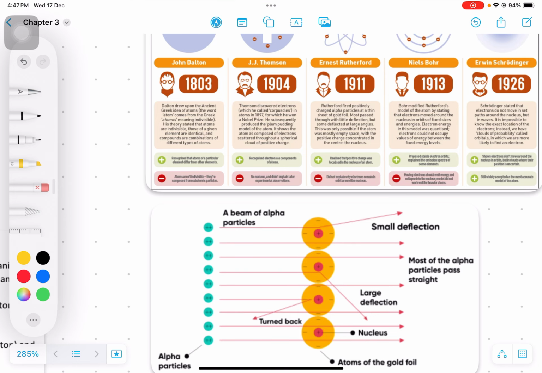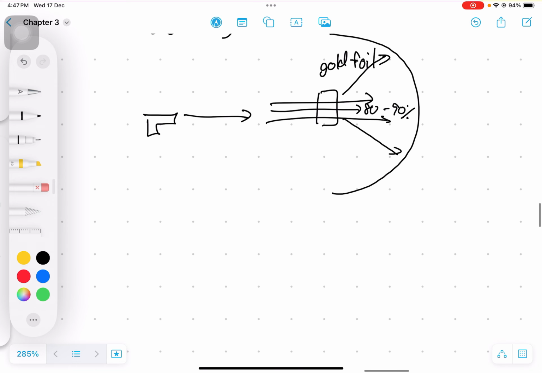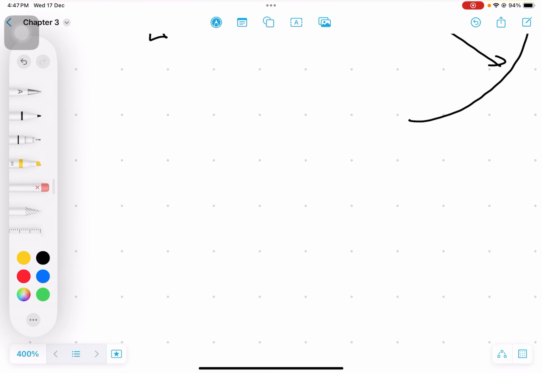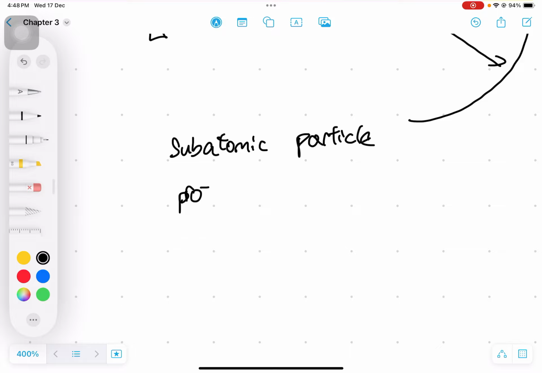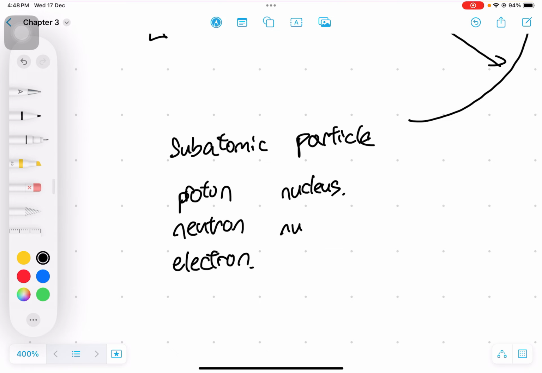Once we understand this part, we go further. We need to understand what a subatomic particle is. A subatomic particle is what is inside an atom. What do the particles look like? Subatomic particles split into three: a proton, a neutron, and an electron. This part you need to understand. The proton and neutron are inside the nucleus.